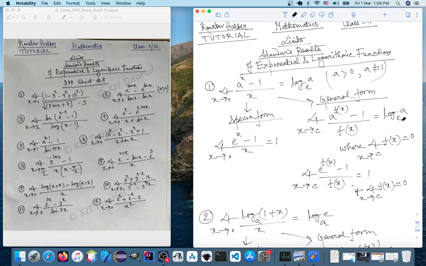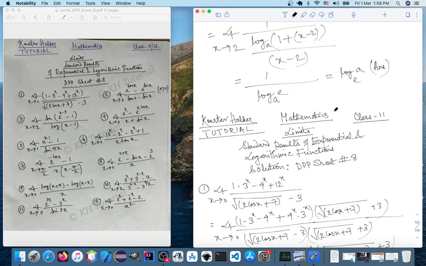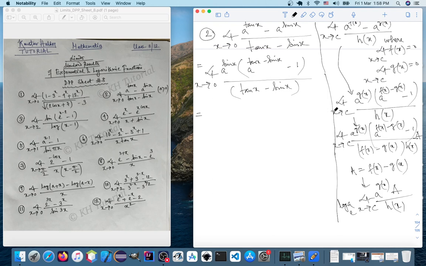So what is fx in this problem? Fx in this problem is tan x minus sin x. So this part will be log a, and if we substitute 0 in a to the power sin x, it becomes 1. So the answer is log e a.